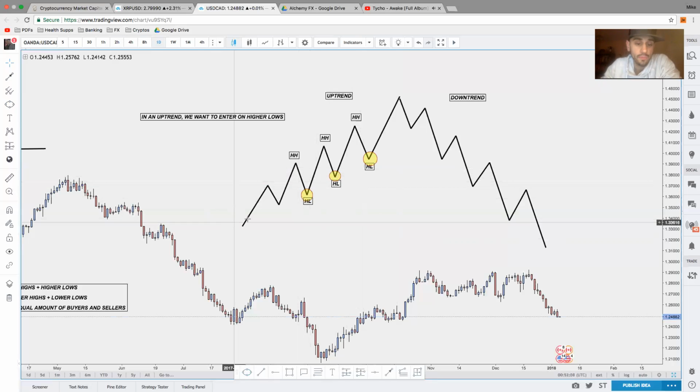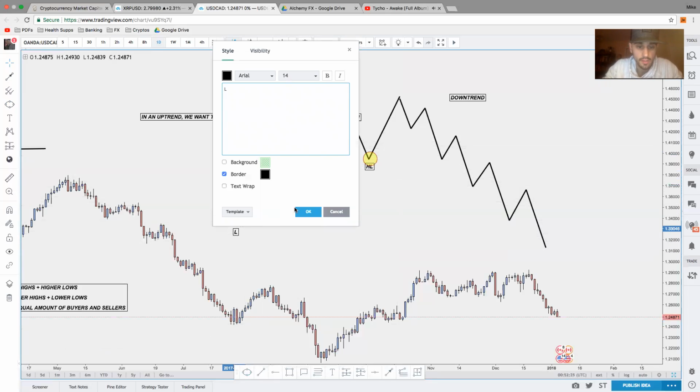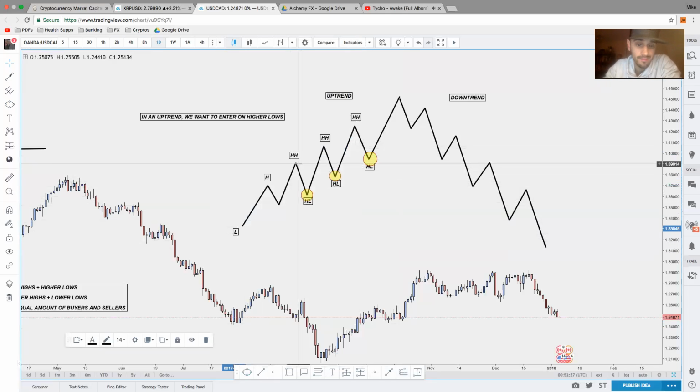So the market is going up, creates higher highs and higher lows, right? We could consider this right here just a high in this example, right? It's a high. And this is a low. So what creates a higher high is a higher high from the previous high, and what creates a higher low is a higher low than the previous low.